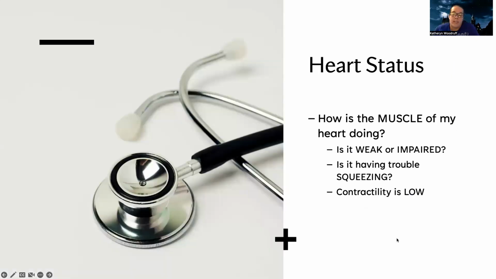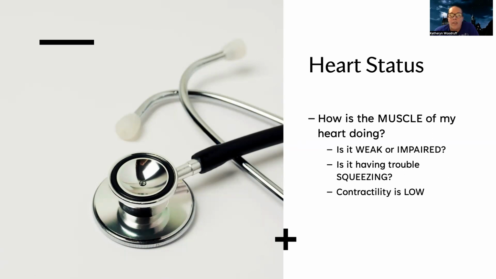So then the next thing we look at after we determine fluid status is the heart status. So how is the muscle of my heart doing? Is it weak and impaired? Is it having trouble squeezing? If my contractility is low, then no matter how much fluid I have, I have a problem. If I don't have enough fluid and also don't have a good heart squeeze, then nothing's moving forward. But if I have a lot of fluid too, it can be an issue. If my heart's not squeezing well, then that fluid's getting stuck and backing up.